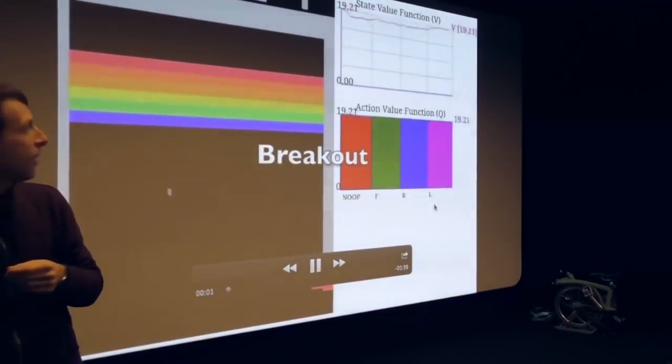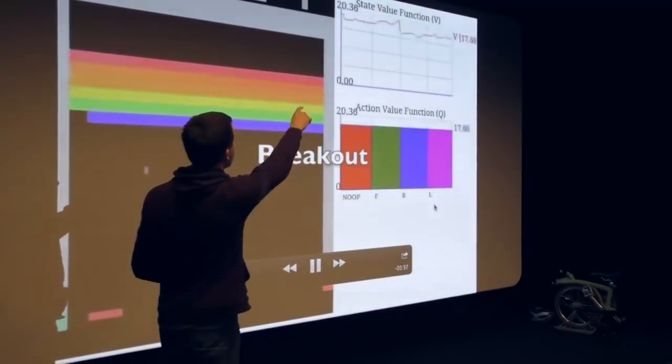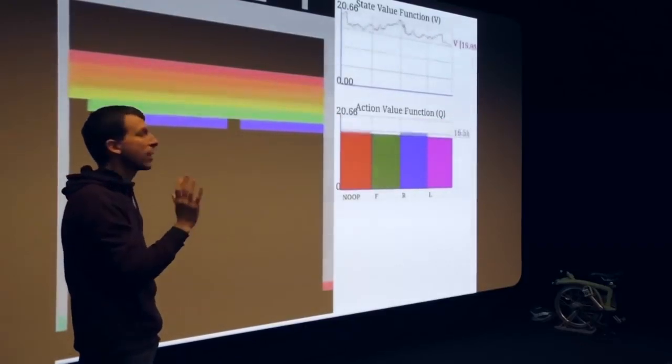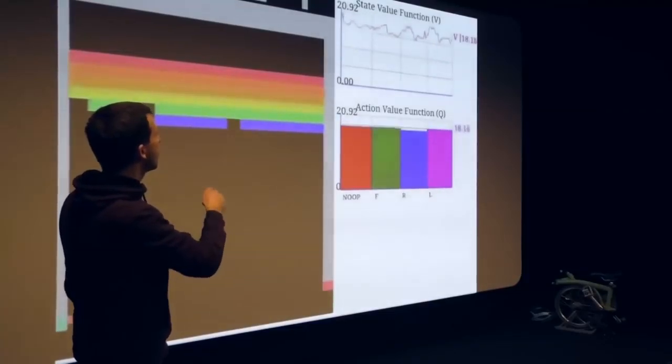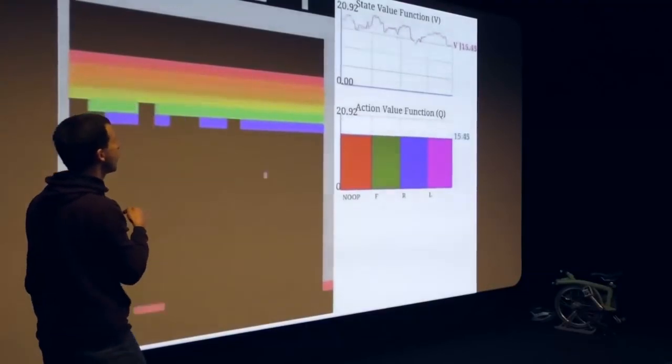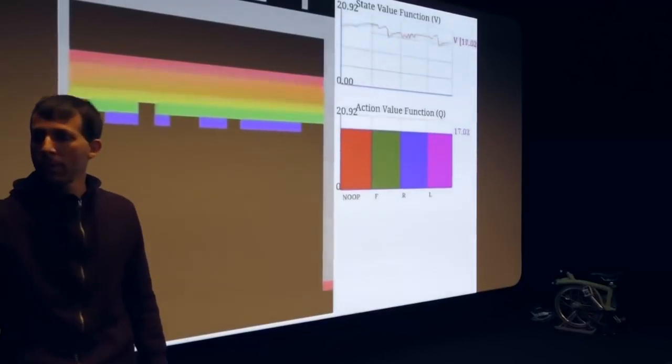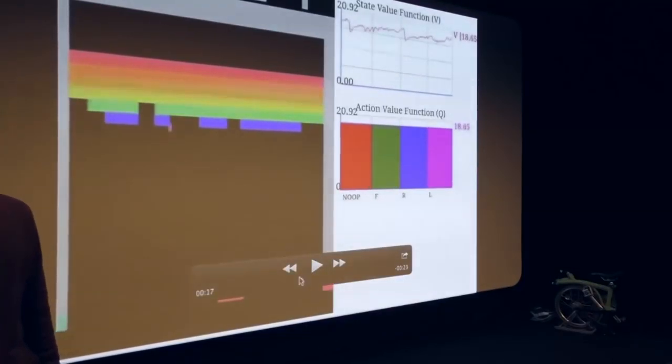So this is the value function in Atari. What we're looking at here in the top right is exactly this quantity V that we were just talking about, saying how much reward the agent thinks it's going to get going into the future. And the one down the bottom is saying how much reward it thinks it's going to get for each different action. Just back up a little bit.